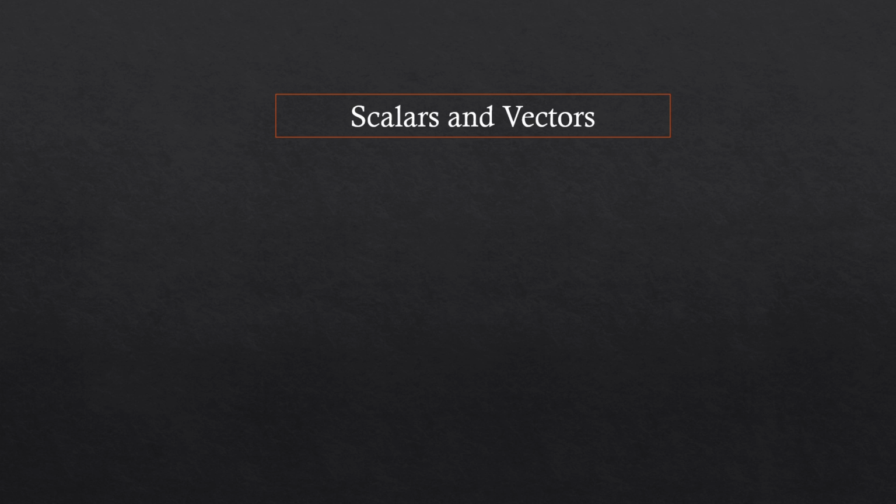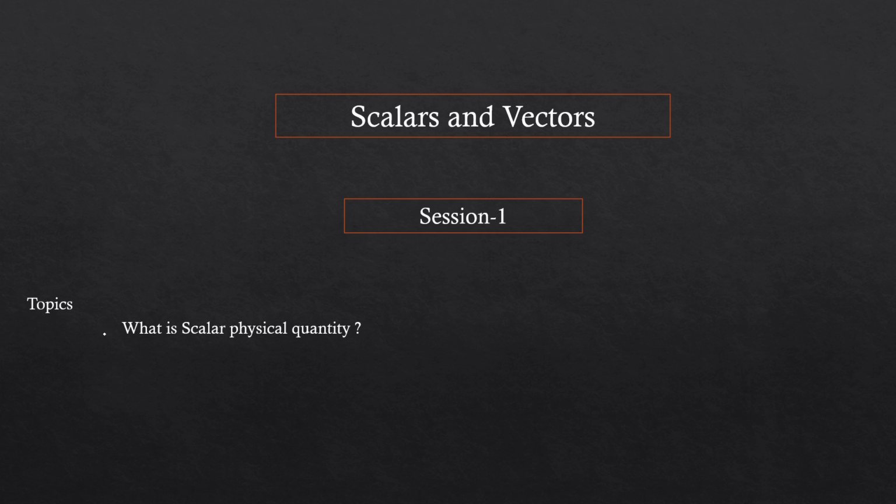Let's start the new chapter whose name is Scalars and Vectors. In this chapter, we are going to learn what is a scalar and what is a vector. So this is session number one. What topics are we going to cover in this chapter? What is a scalar physical quantity? Scalar physical quantity किसको बोलते हैं? What is a vector physical quantity? Vector किसको बोलते हैं? Scalars किसको बोलते हैं?